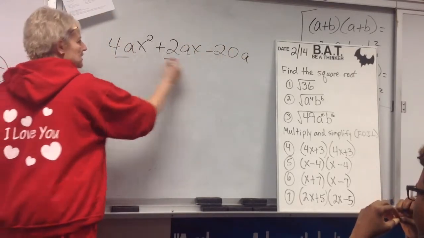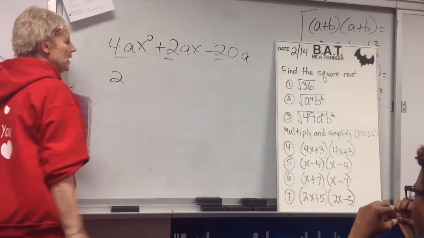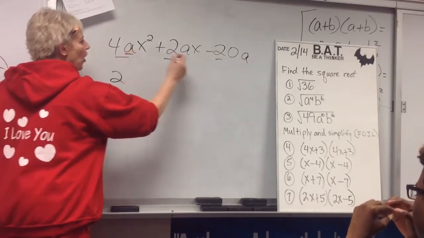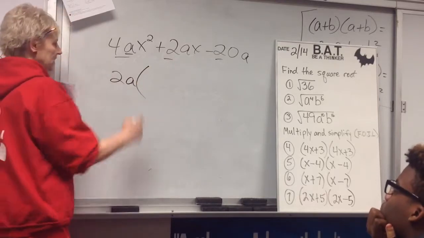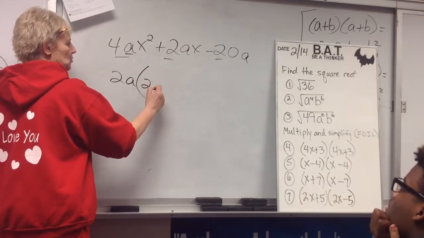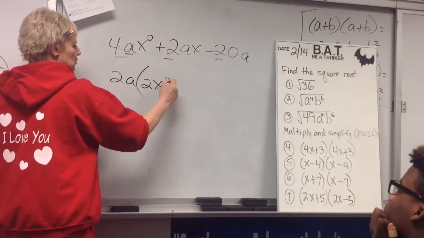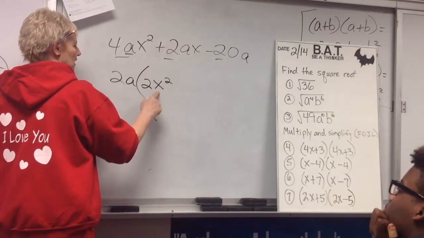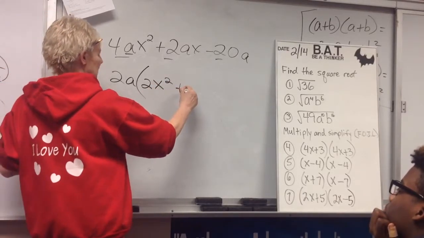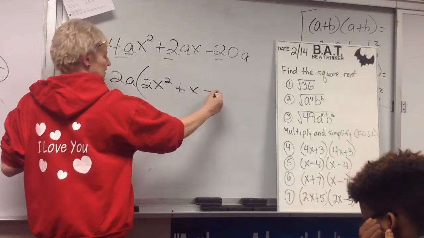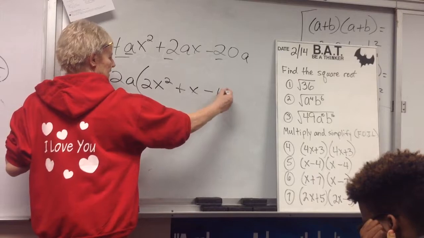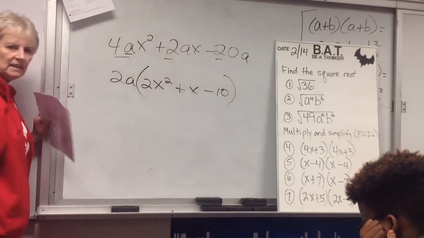Greatest common factor. They're all even, so we know we have a 2, and they all have an a. All right, so now we get 2a times 2x squared plus x minus 10. You with me?